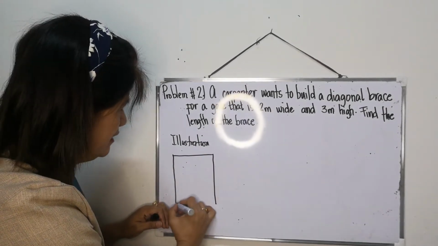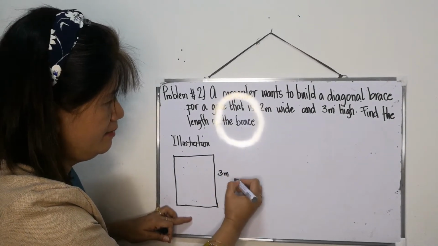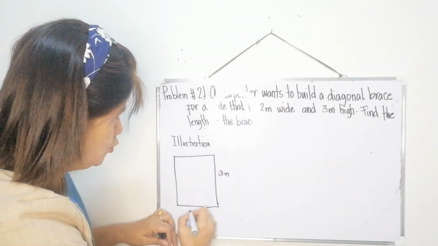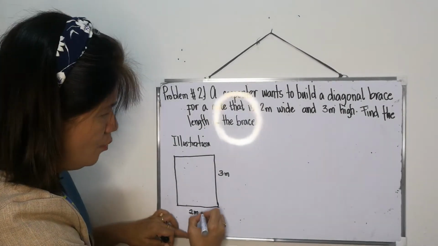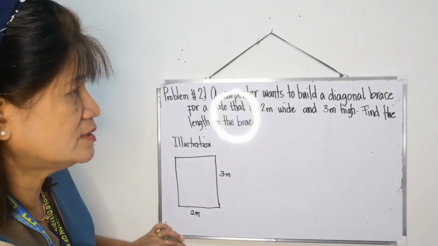It is rectangular in shape, ganyan, no? It is 3 meter high, the height of the gate, no? And it is 2 meter wide. Ganito yung itsura ng gate. Ano yung tinatanong sa atin?